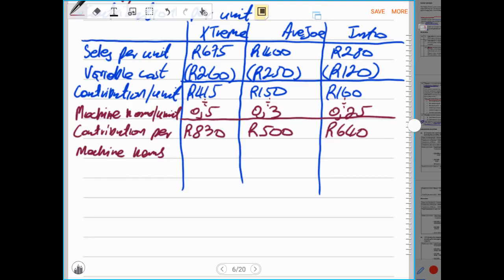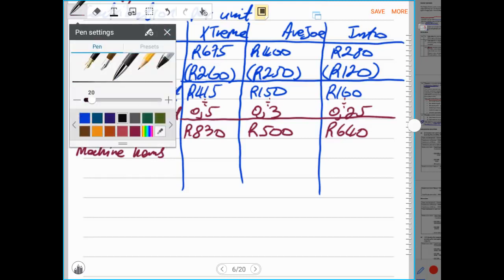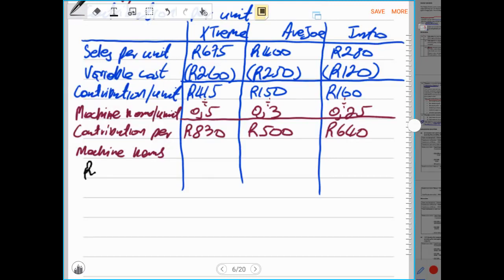Then now we do our rankings. We rank according to the highest. This is number 1, this is number 2, this will be number 3. So it is 1, 3, and 2. Ranking according to the highest.